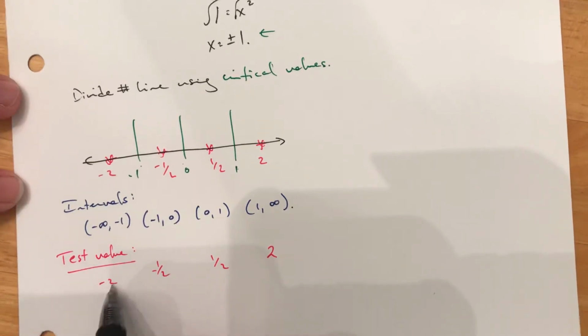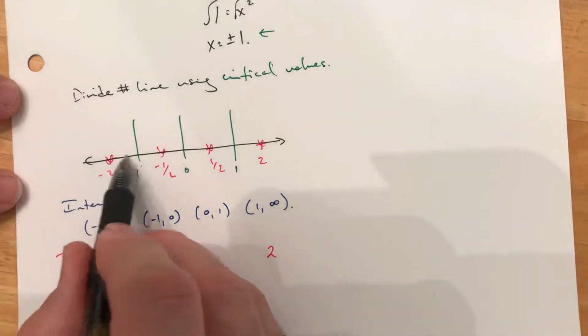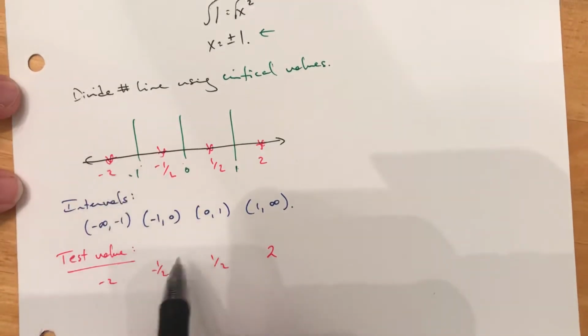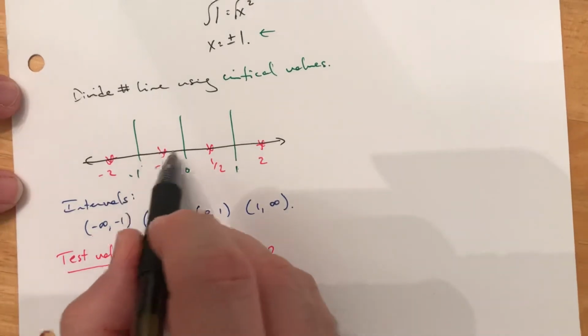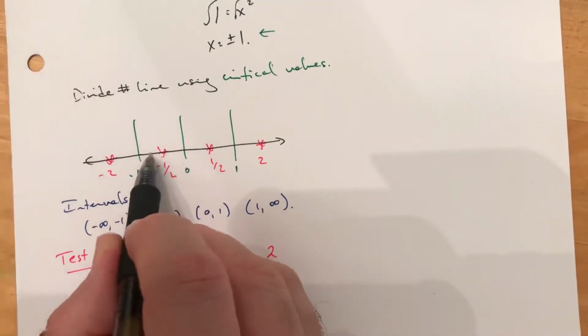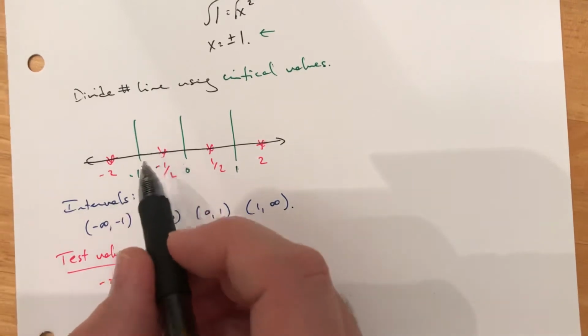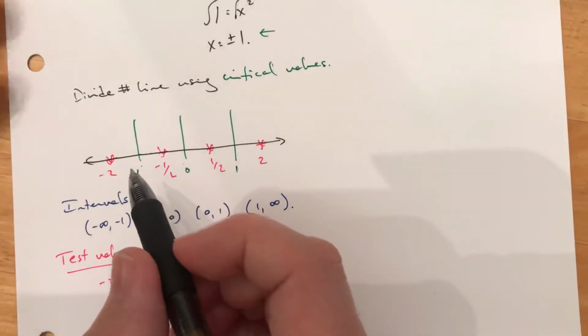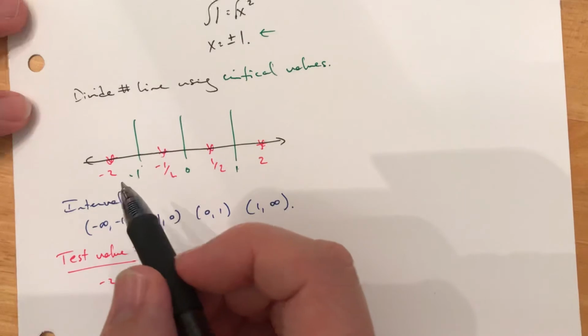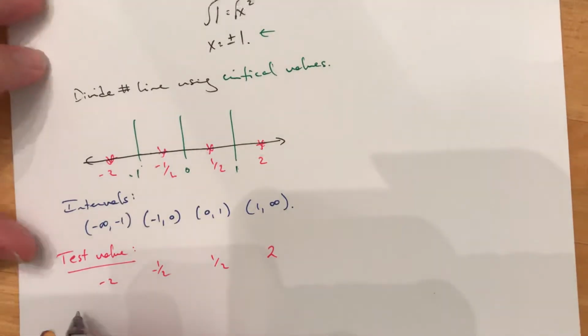And whatever the sign is of f prime of negative 2, it's going to be the same sign throughout this interval. Whatever the sign is when x is negative 1/2, that sign is not going to change in this portion of the number line. Every x value, we plug it into the derivative, it's going to give us the same sign. And the same for the others.